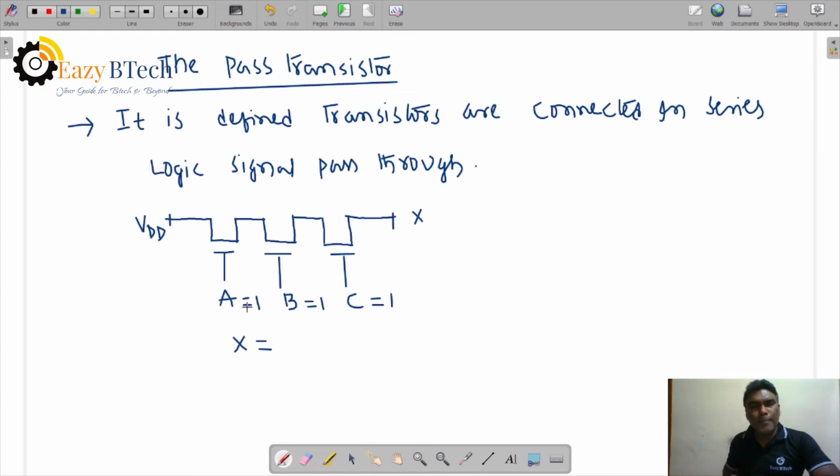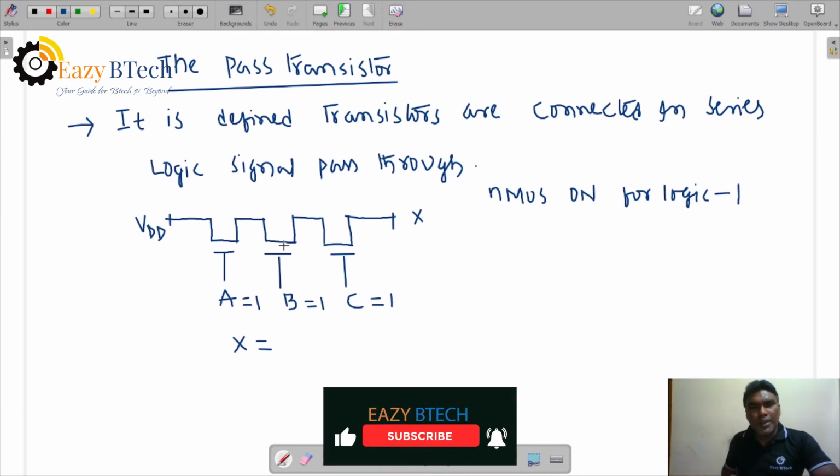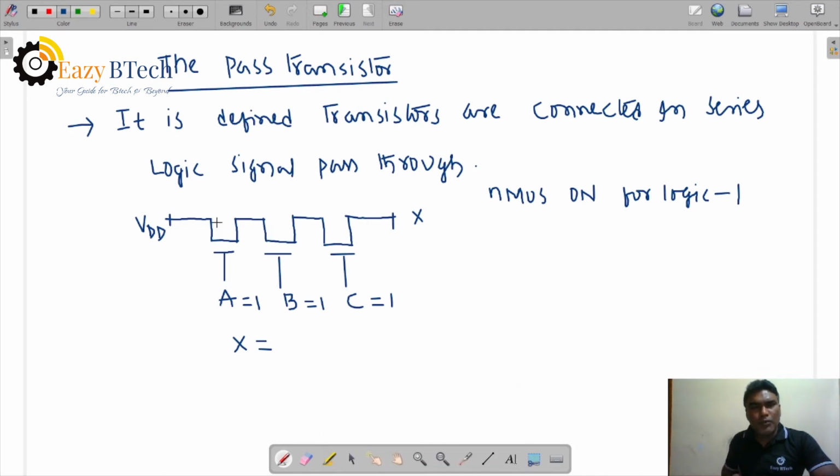It is seriously connected. So NMOS is on, for logic 1 it will be on. C is also logic 1, it will be on. Then the signal will be passing. B is equal to 1, it will be on. C it will be on. Then the signal passes through this.